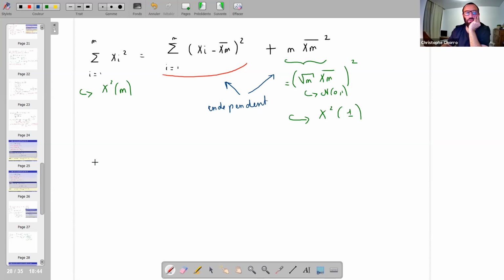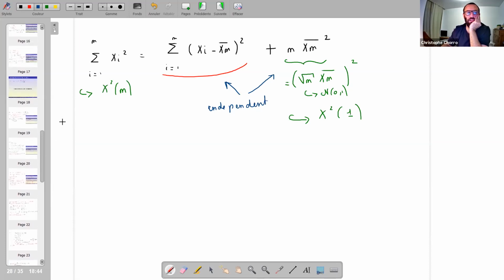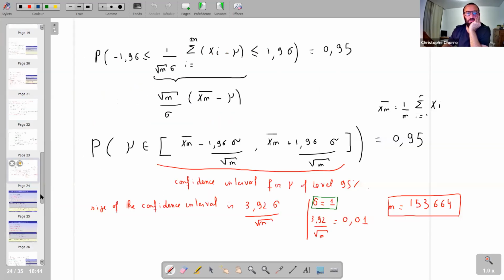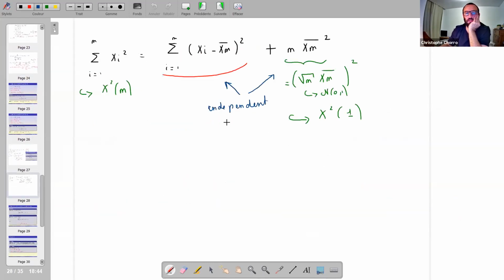Why are they independent? Let's come back to a previous slide. The fact that Xn overline is independent of the sum of (Xi minus Xn overline) squared is given by theorem A2.